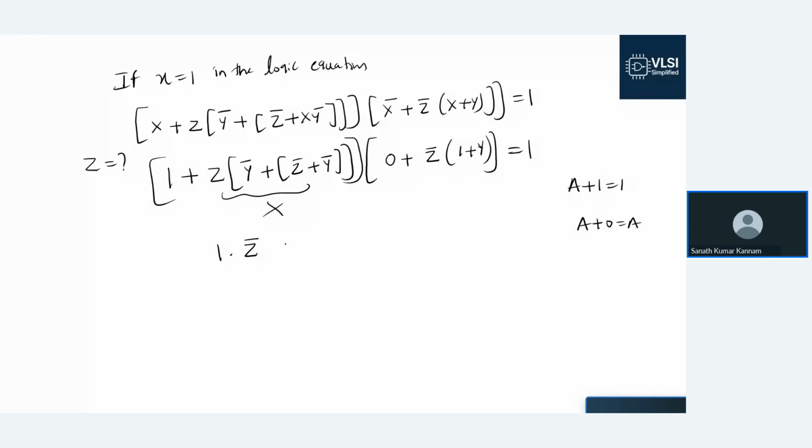So you are getting Z bar, and from this, A·1 equals what? 1. So dot 1. Okay. So this is equal to what? 1. And Z bar equals what? 1. Since A and 1 equals A. Okay. So that means Z equals what? 0. Z equals 0. So like this you need to do. Okay, and next we'll see.